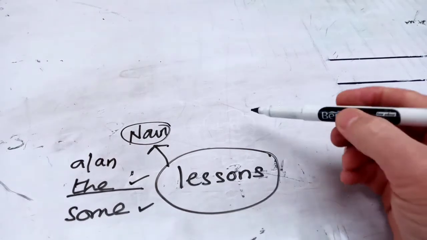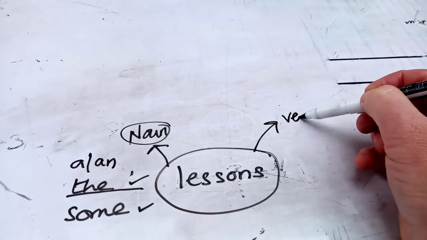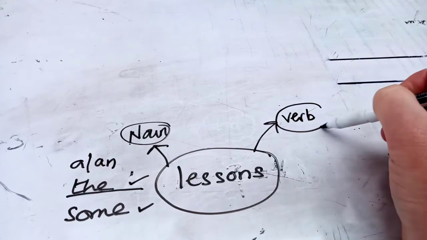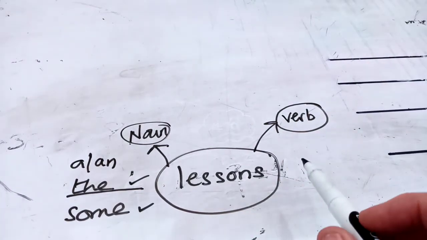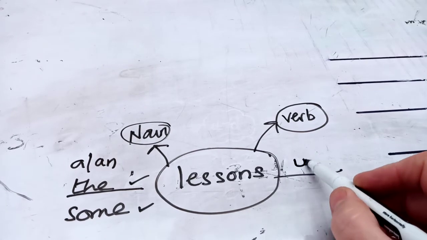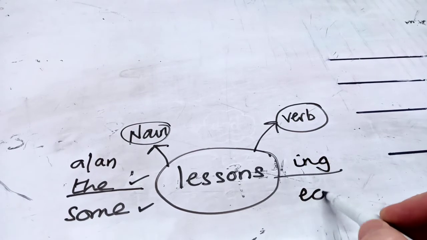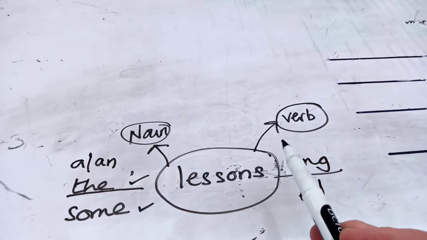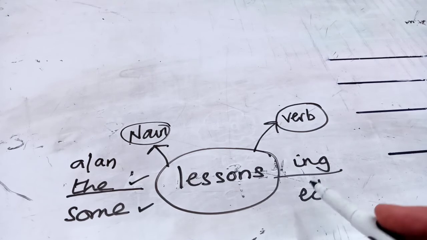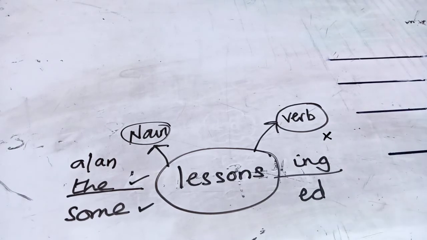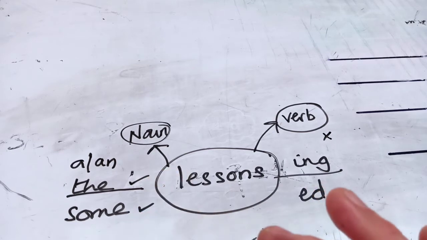But there's another test. It's a test for verbs. Let's see if lesson behaves like a verb. So we know it's a noun. The test for verbs is if you can add ing to it or ed. So let's test it as a verb. Lessoning? No. Lessened. Does it make sense? No. So it's not a verb. So there's 2 tests there. So we've got a test for a noun, we've got a test for a verb.